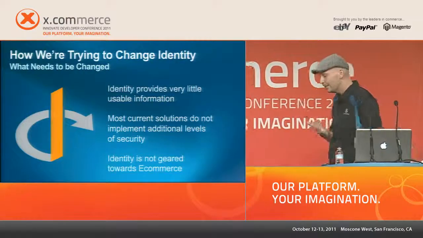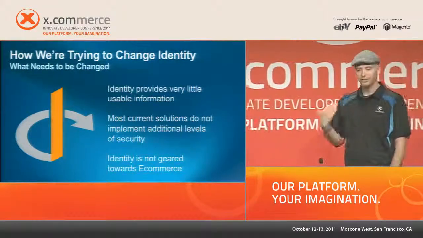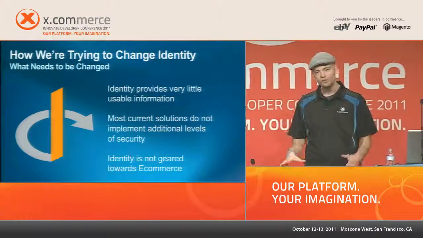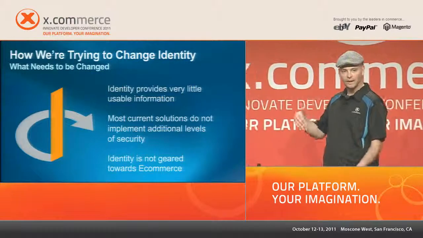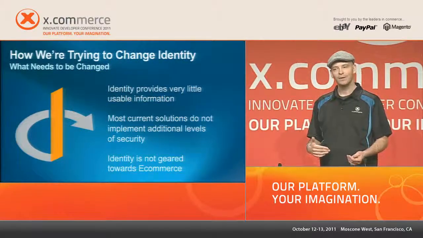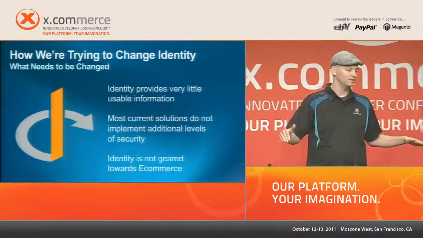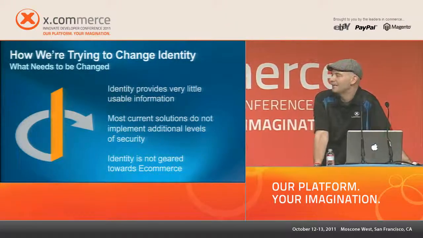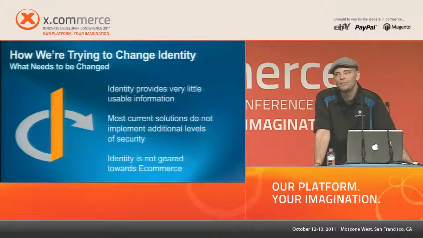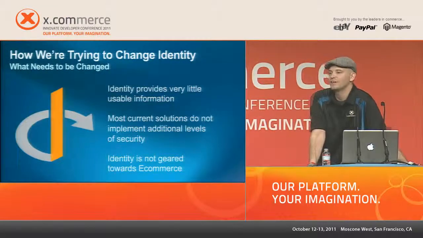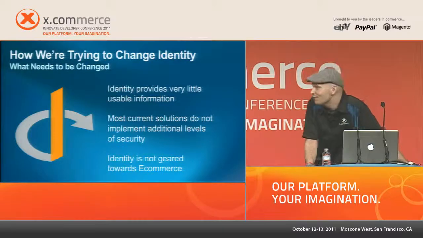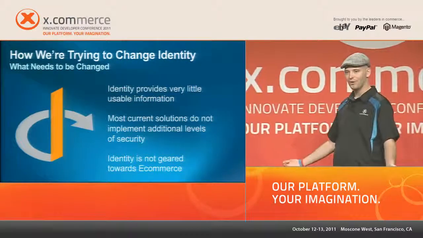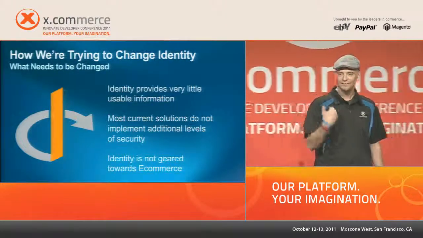And obviously, identity in the current implementation is not geared towards the e-commerce world. It's geared towards the social world, which is great for the social world. It's an amazing technology for that. But unfortunately, it sucks for commerce. I think I heard once that someone had said, OpenID is the most successful failure. And that's because of this lack of information. You can't get a ton of information that's usable. And that's what we need to fix.